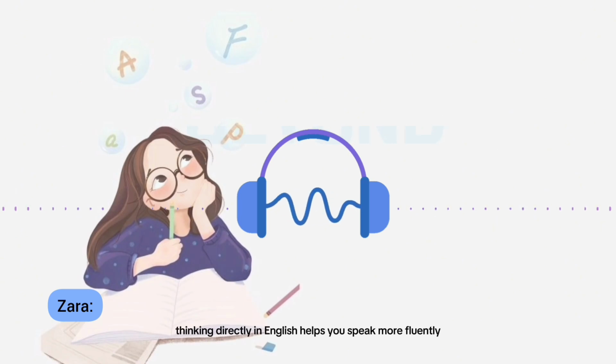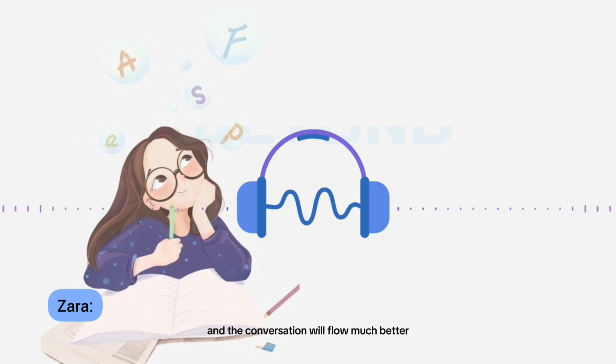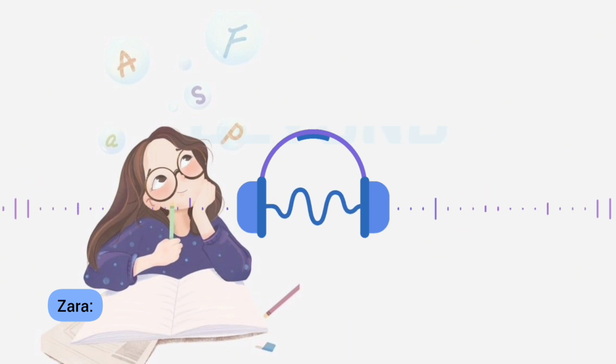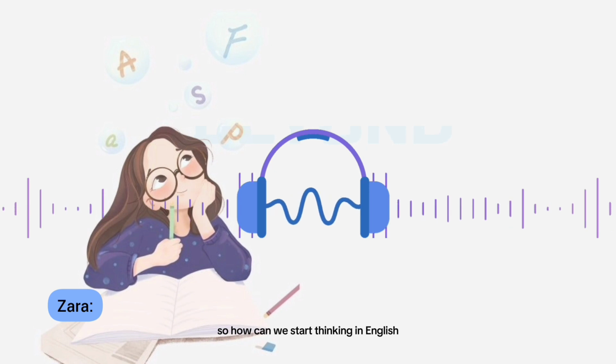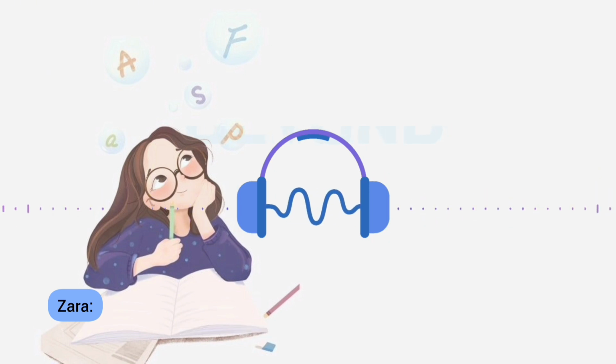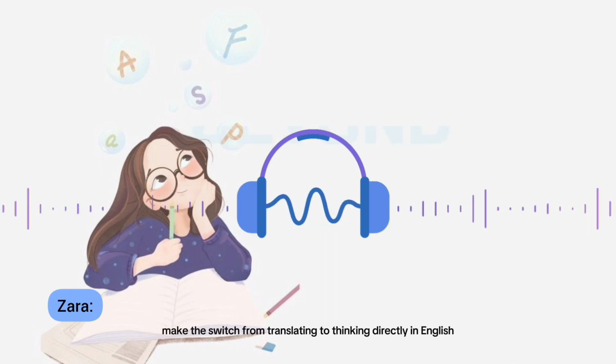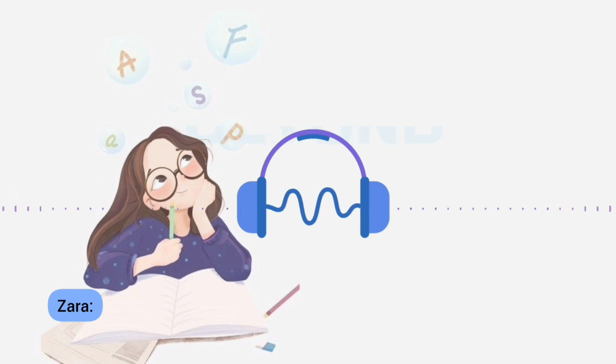Thinking directly in English helps you speak more fluently and naturally. You'll start forming sentences more quickly, and the conversation will flow much better. So, how can we start thinking in English? The key is to immerse yourself in the language as much as possible. Here are a few tips to help your brain make the switch from translating to thinking directly in English.